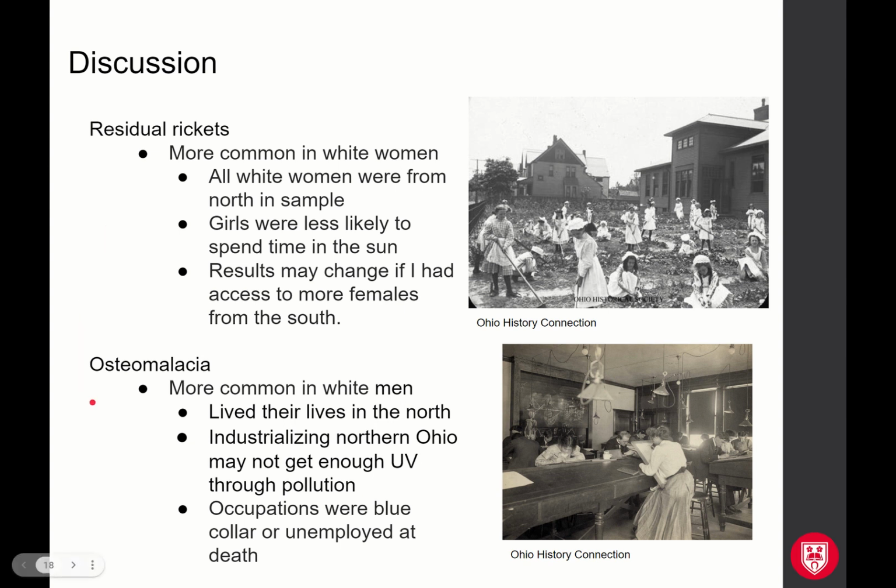Osteomalacia is similar. It was more common in white men that lived their adulthoods in the North. Now, we do know during this time period, living in the North, it was an industrializing area. So pollution was very common, which could inhibit UV penetration. The majority of these individuals were laborers. They were blue collar, which means they were probably working outside or inside in machinery areas where they weren't exposed to UV. If they were exposed to UV, it was in polluted regions. Again, if I had more samples that lived their lives in the South, those results might change.